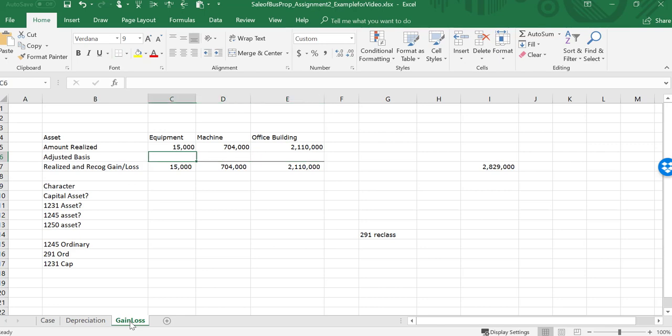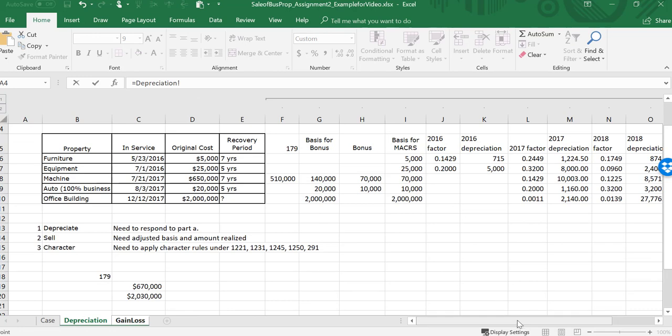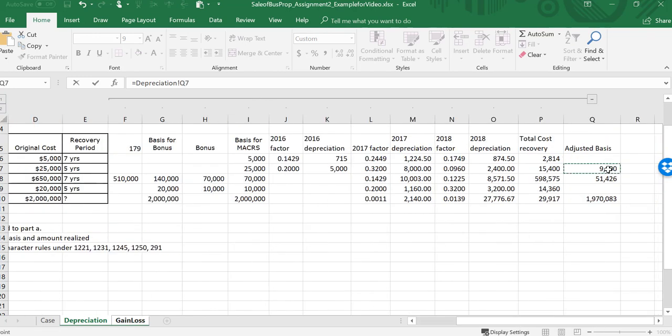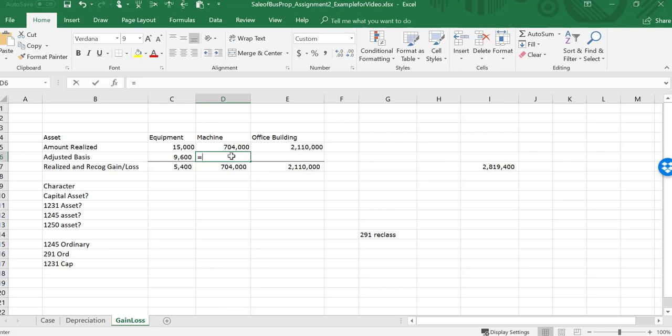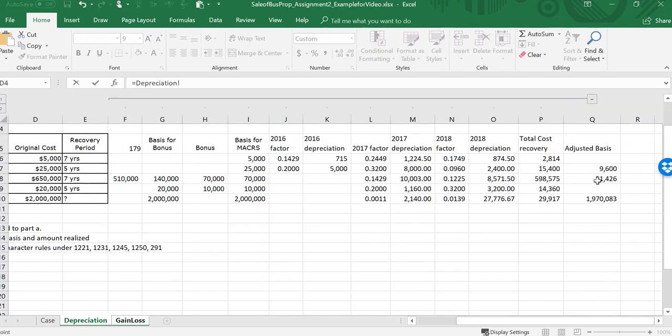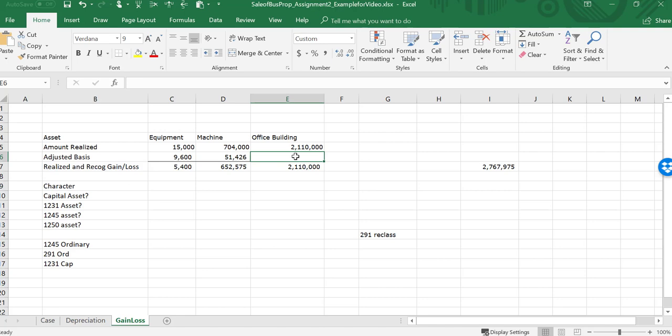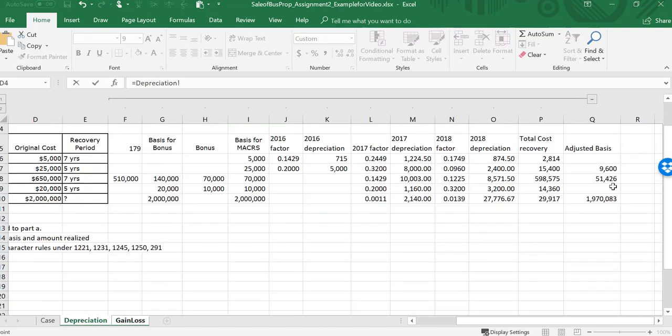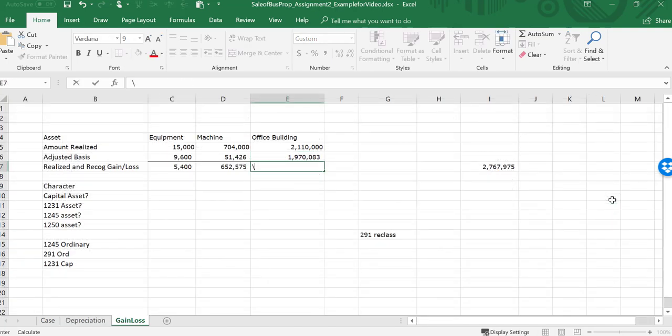There we go. Okay, now I just need to pull in the adjusted basis. Well, conveniently, I calculated that on the last page. The adjusted basis of the equipment, 9,600. The adjusted basis of the machine, 51,426, and the adjusted basis of the office building, 1970083. There we go. Okay, so you can see that I've already plugged in how to calculate the realized gain or loss. So it looks like we're all set there.